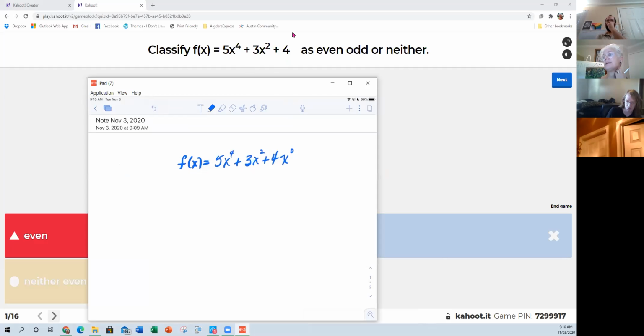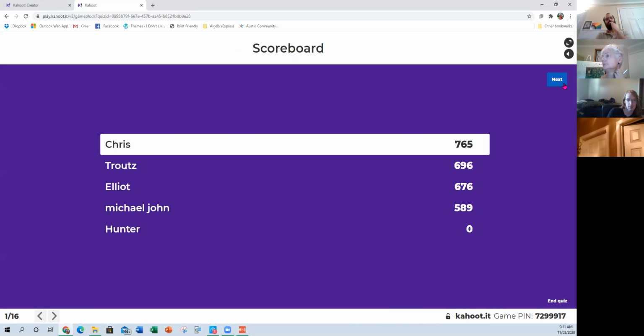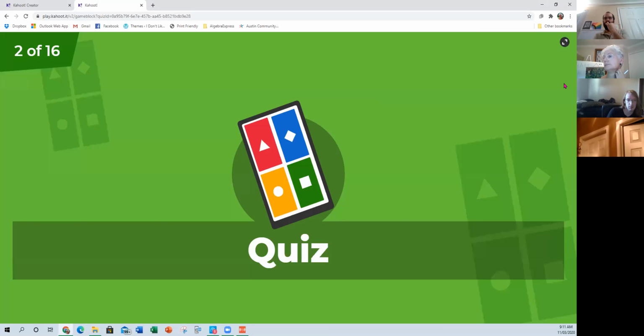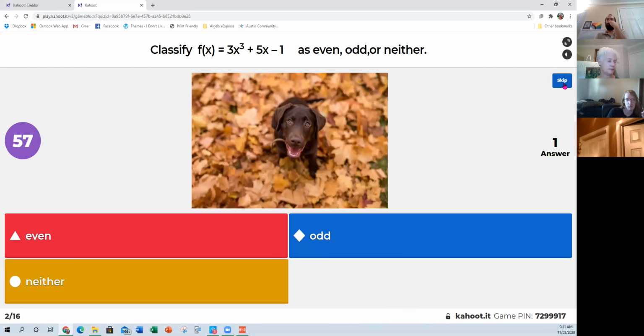And if it's got a constant on the end, that's considered even because it's like an x to the 0. So if the function has all even exponents, it's going to be even. If it has all odd exponents, it will be odd. And if it's got a mixture, then it's going to be neither. Even, odd, or neither.